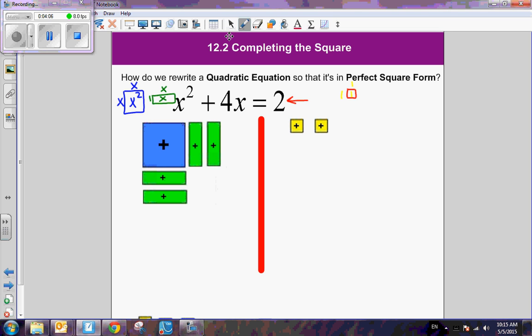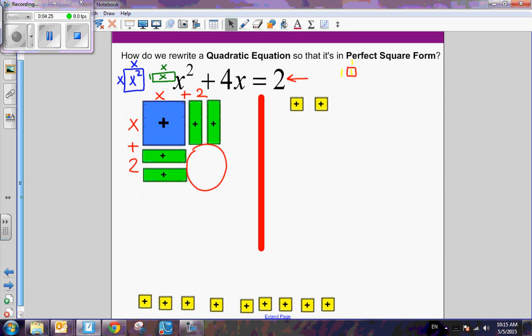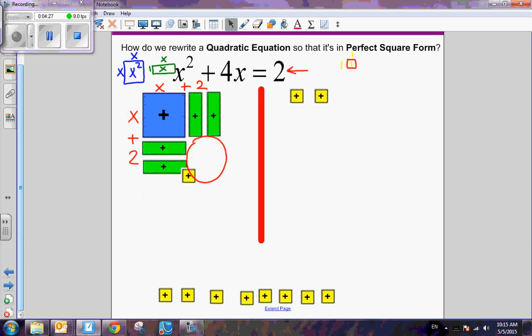And we know that the dimensions of our x squared is x by x. And then on the left side, we have 1 and 1, so we have x plus 2 times the quantity x plus 2. So you can see the length and width are equal, but it's not a complete square because we've got a gap there, a hole. So what must I add to this diagram to make a perfect square? What would fit in here? Do you see what I see? I see that 4 ones would make a perfect square.